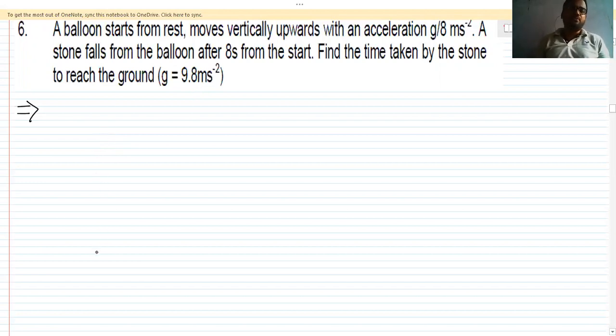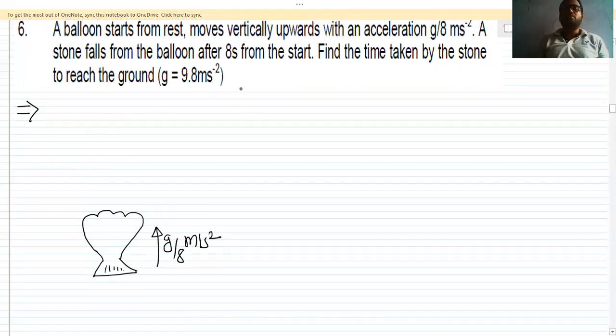So yes, one balloon is there, right? You can say this is the balloon which we have, right? Which is moving upward with an acceleration of g by 8 meter per second squared, right? g by 8 meter per second squared. A stone falls from the balloon after 8 seconds from the start. So from the start, that means initial velocity of balloon is 0 meter per second. So after 8 seconds, the stone falls. So in 8 seconds, we have to firstly find out what is the velocity of the balloon. So what is the velocity?